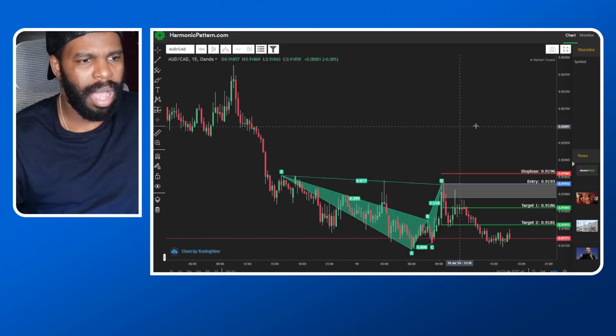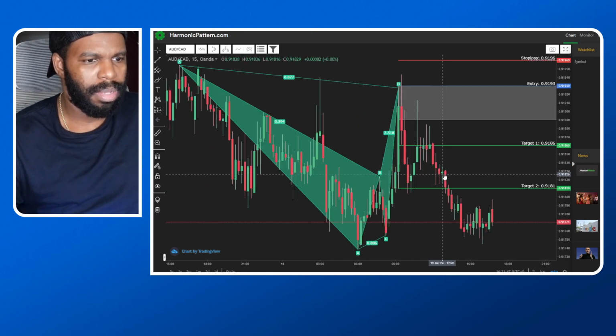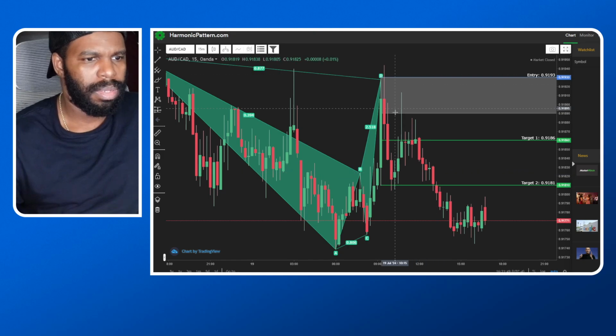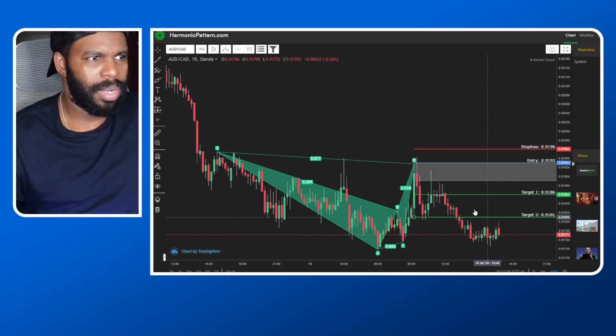This is a harmonic pattern. All right, this is definitely a harmonic pattern here. So boom, look at that harmonic. This is a bat pattern, by the way. So your entry was supposed to be up here in this range right here, and then boom, you would have hit target 1 and you would have hit target 2.